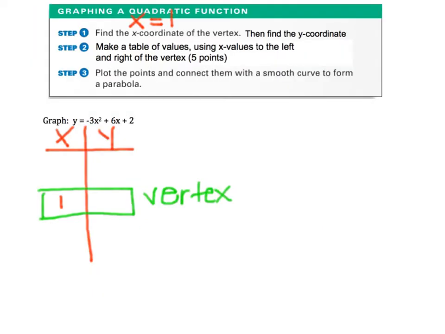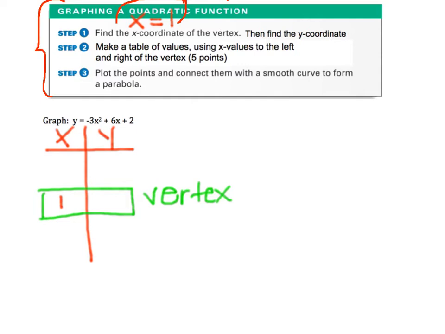Okay, in the last slide, we said that the x-coordinate of the vertex was 1. So I just rewrote that up here, right here at the top, so I don't forget. Now, in your notebook, I want you to write down all 3 of these steps for how to graph a quadratic function. We did the first one already. So the first one says, find the x-coordinate of the vertex. So we did that. We know that x is 1.